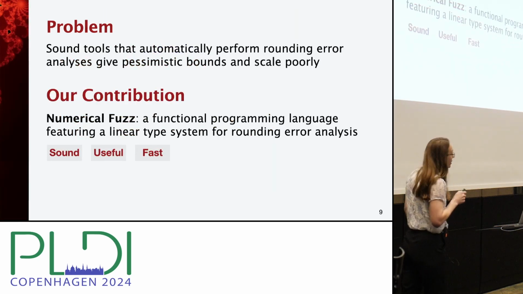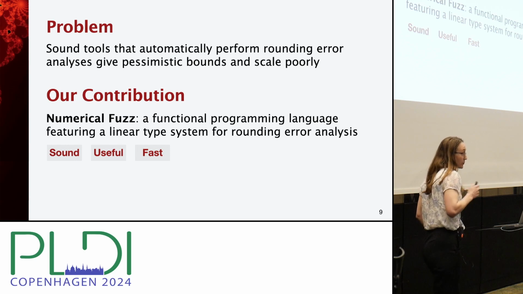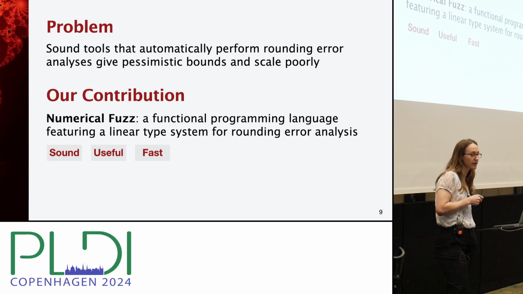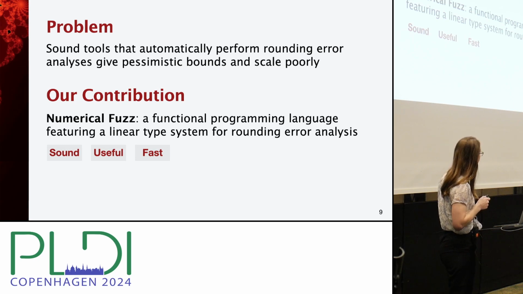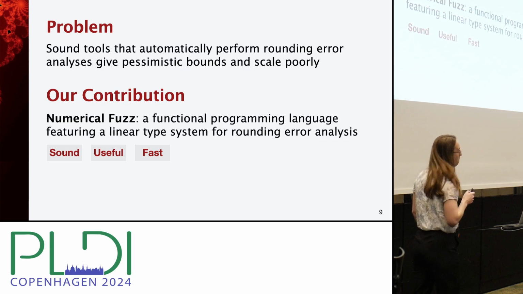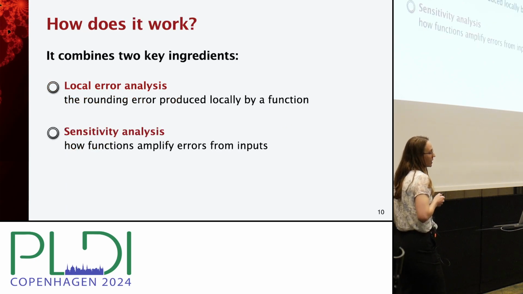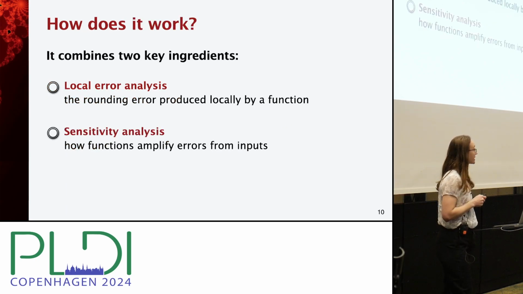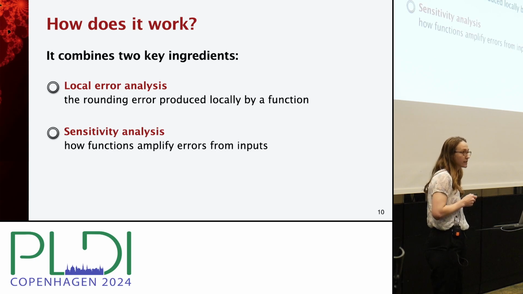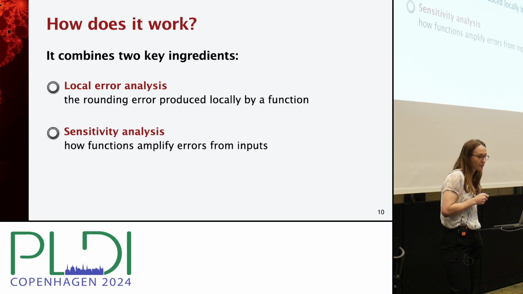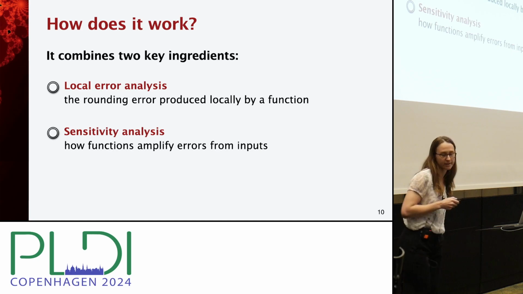Okay, so our contribution to solving this problem is Numerical Fuzz. It's a functional programming language featuring a linear type system for rounding error analysis, and it's sound, it's useful, and it's fast. So, how does it work? Well, it combines 2 key ingredients: a local rounding error analysis, which tells us the rounding error produced locally by a function, with a sensitivity analysis, which tells us how functions amplify errors from inputs.